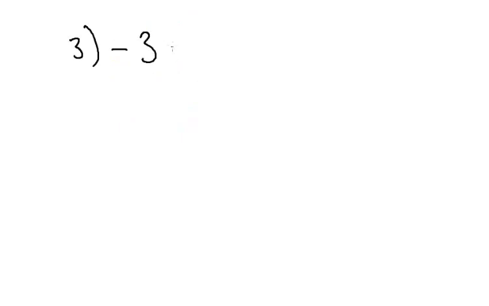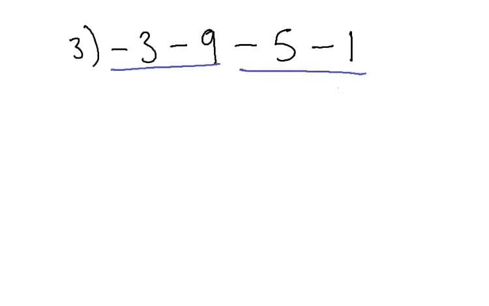Minus 3, minus 9, minus 5, minus 1. What do we do in this case? Well, we work with the first 2 and with the last 2. So minus 3, minus 9, because they have the same sign, I add them and I copy the sign. The answer will be negative 12. Minus 5 and minus 1, because they have the same signs, I add them and I copy the sign. The answer will be negative 6.